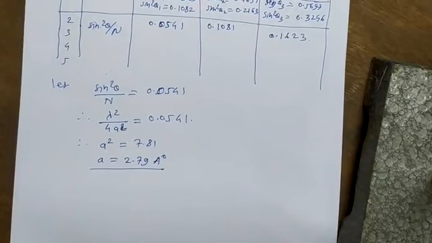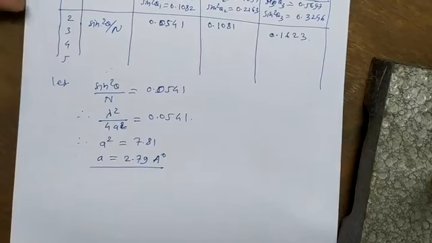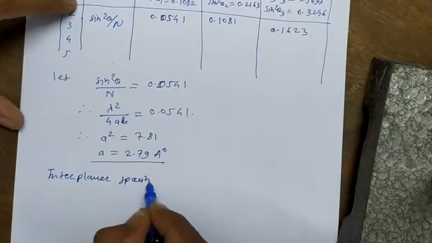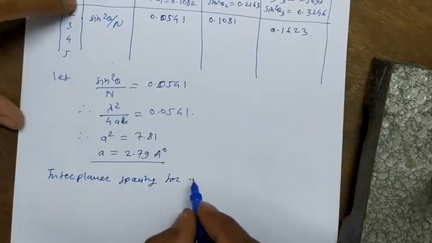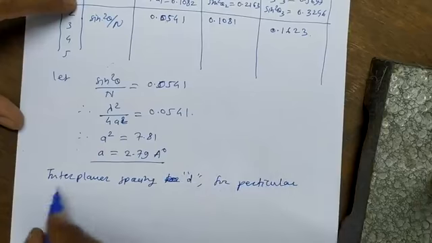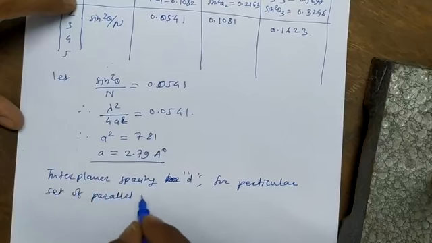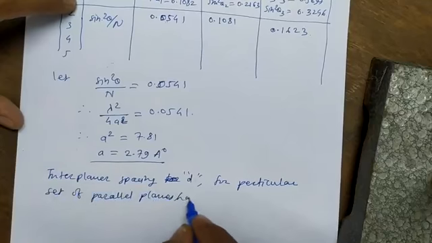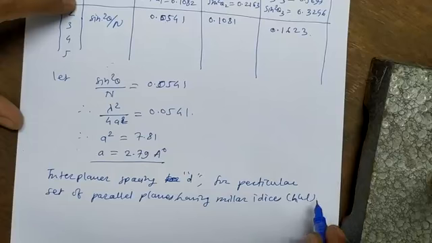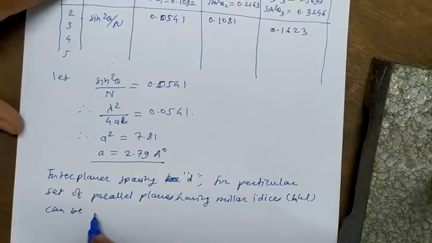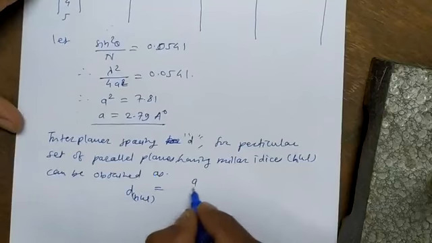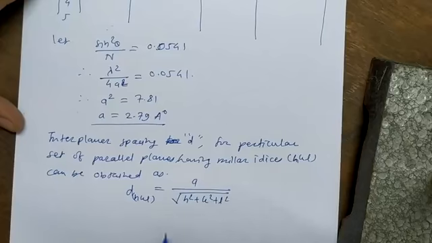Now from these values, the interplanar spacing d for a particular set of parallel planes having Miller indices hkl can be obtained, as we have the equation d hkl equal to a upon under root of h square plus k square plus l square. This is for a cubic crystal.